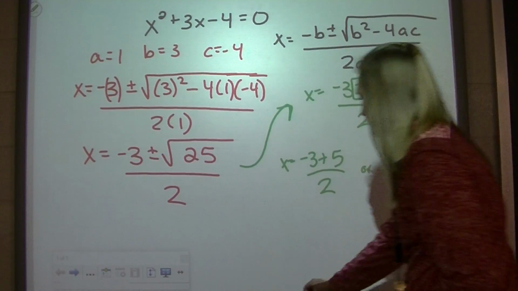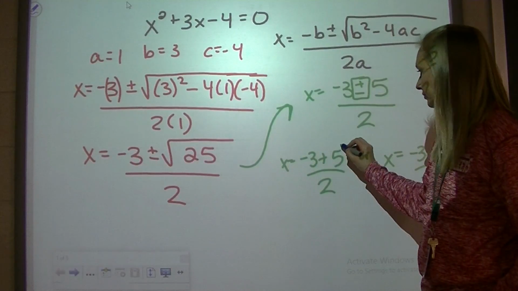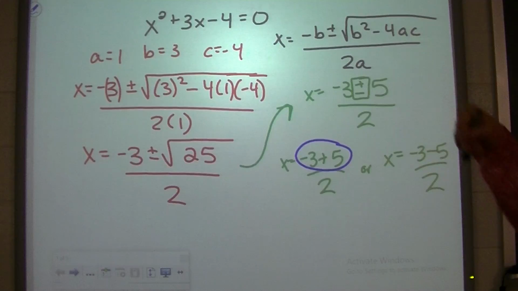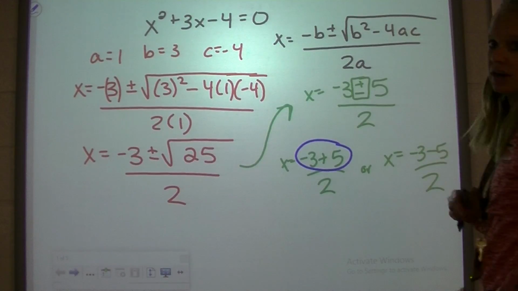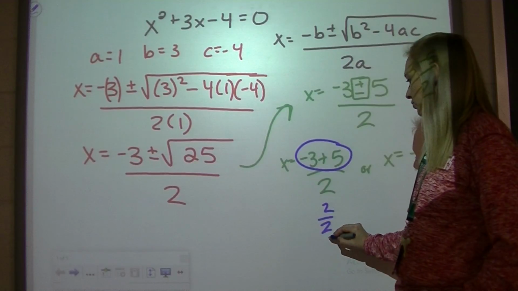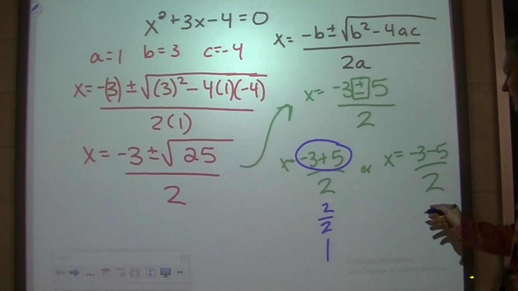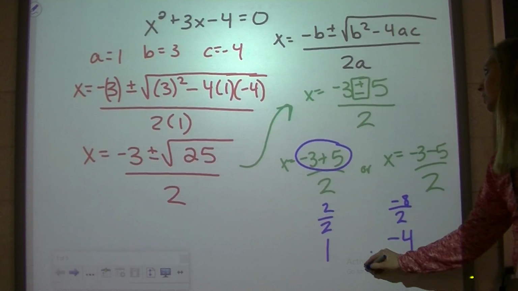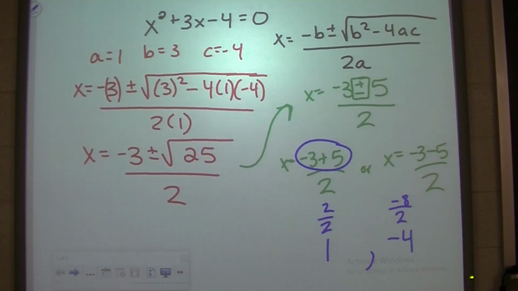Then we can do that. The thing you have to be careful about when you type it in your calculator is that you have to simplify the numerator first or put it in parentheses and then divide by 2. So negative 3 plus 5 is 2. 2 divided by 2 is 1. Negative 3 minus 5 is negative 8. Negative 8 divided by 2 is negative 4. So there's your solutions, 1 and negative 4.